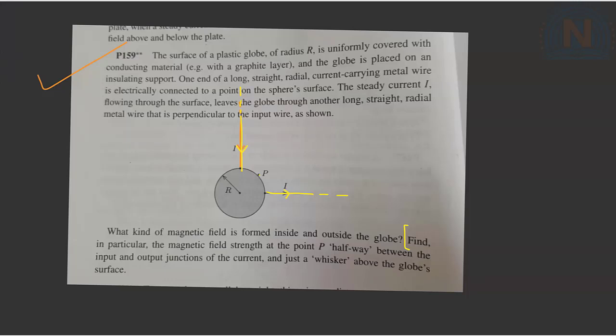So his question was, can you find out the magnetic field strength at the point P halfway between the input and the output junctions of the current and just a whisker above the globe's surface? Just a whisker above, so a little bit outside. How can we write the magnetic field here?